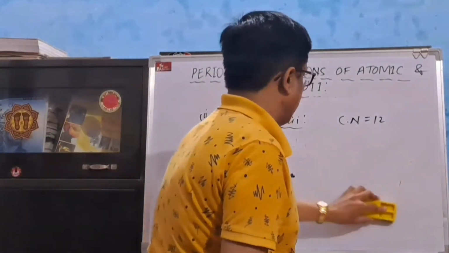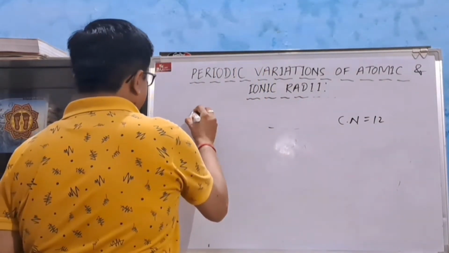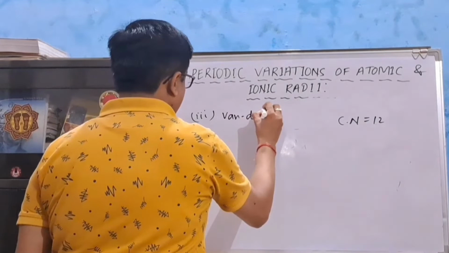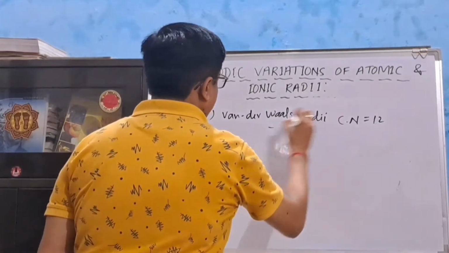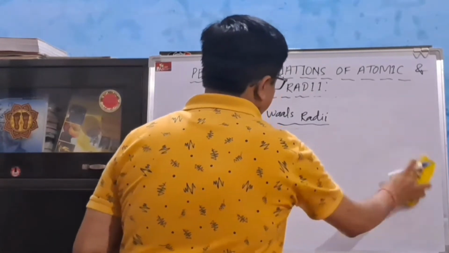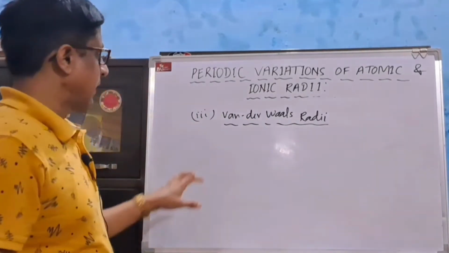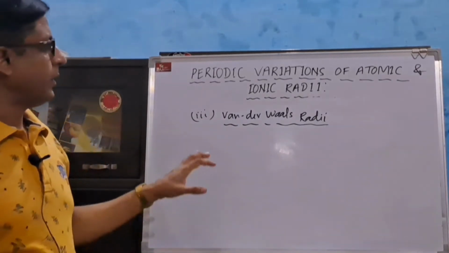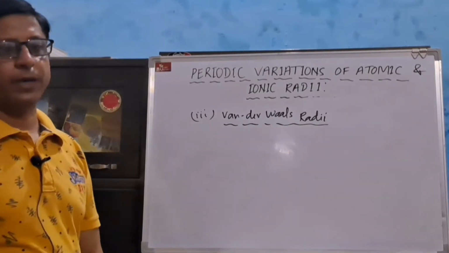The third one is van der Waals radii. The third classification of atomic radii is van der Waals radii. In case of non-metals, there are many solids which exist in the form of aggregates.